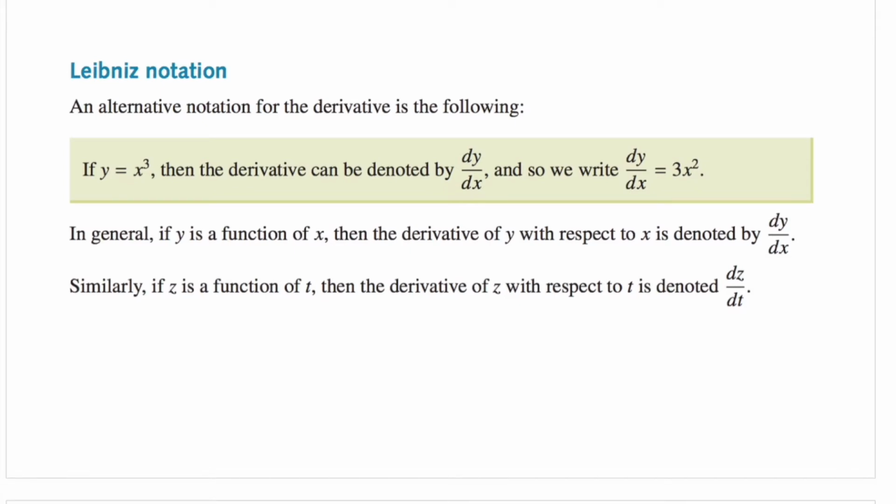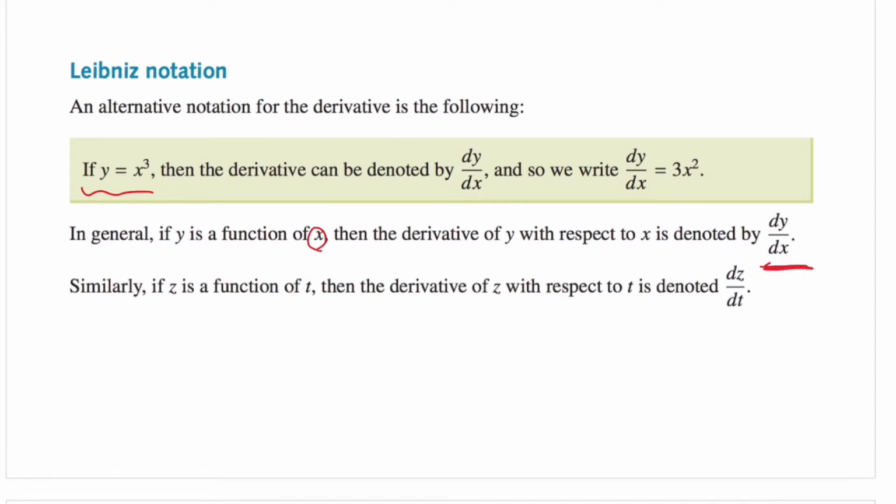And now let's say we have a function y is equal to x cubed, then the derivative can be denoted by dy over dx. So we can write dy over dx is equal to 3x squared. And in general, we say that if y is a function of x, then the derivative of y with respect to x is denoted by dy over dx.